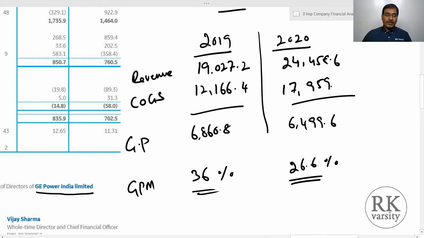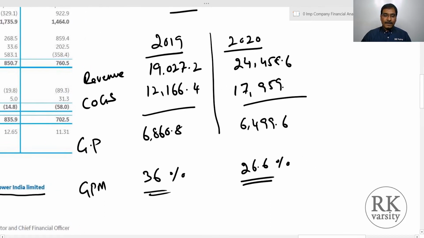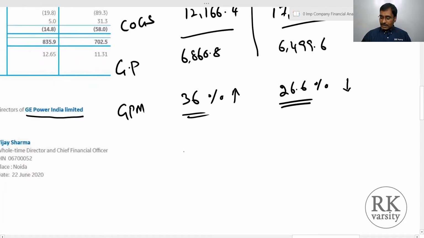Now if you observe these two financial years data, let us say in the financial year 2019 the revenue is 19,000, whereas in 2020 the revenue is 24,000. There is a clear increase in the revenue. However, if you look at your gross profit margin, the gross profit margin for 2019 is 36%, whereas for 2020 this is 26.6%. There is a decrease in gross profit margin. Now why will this increase or decrease in a gross profit margin happen?